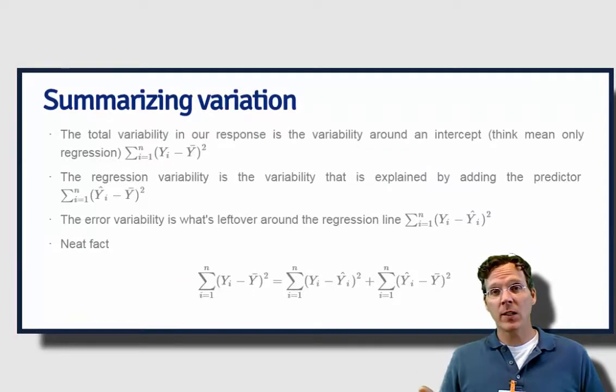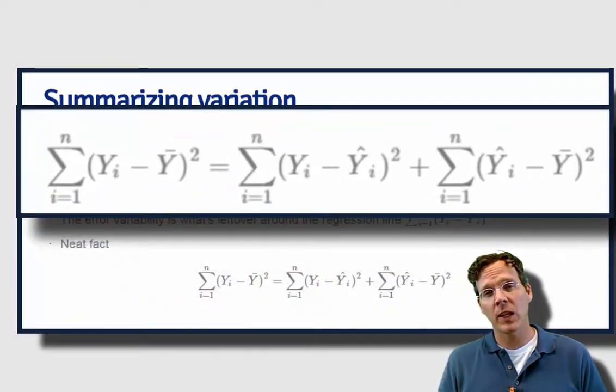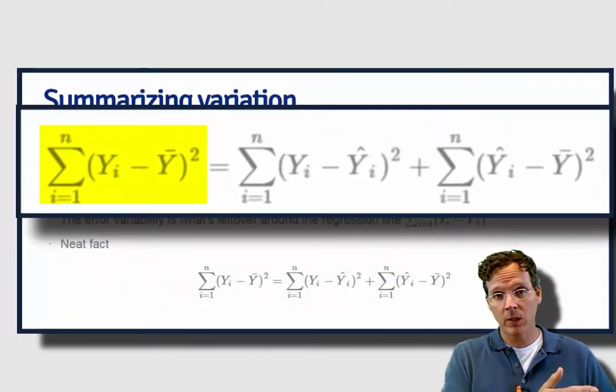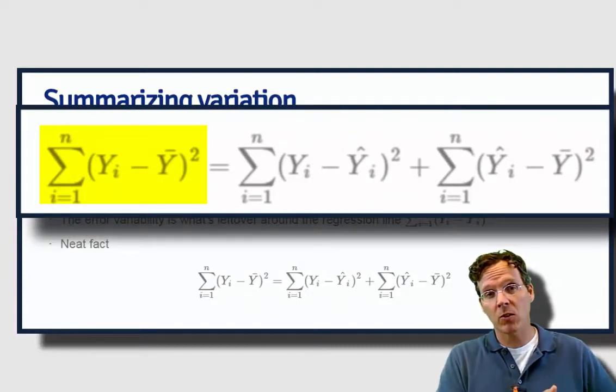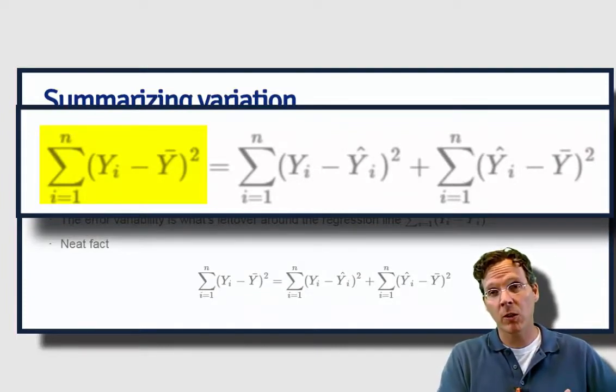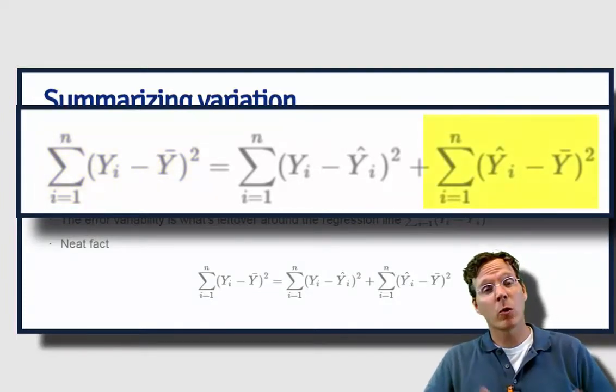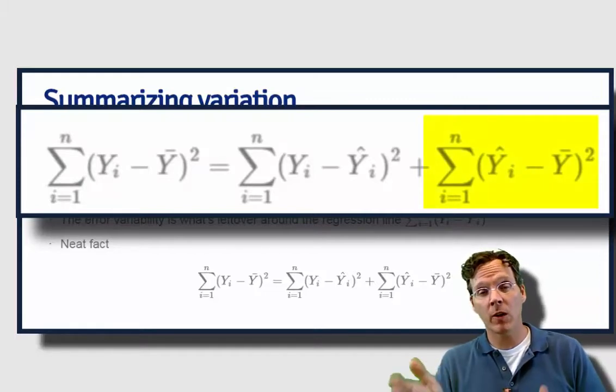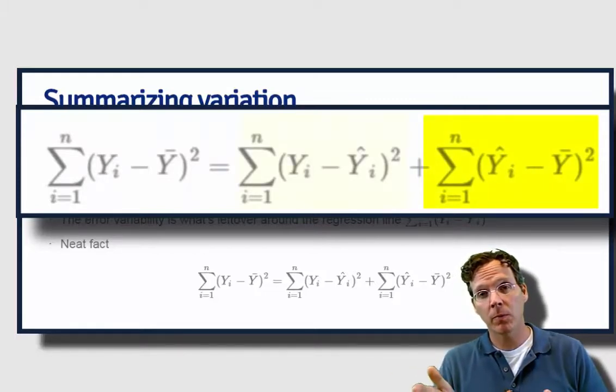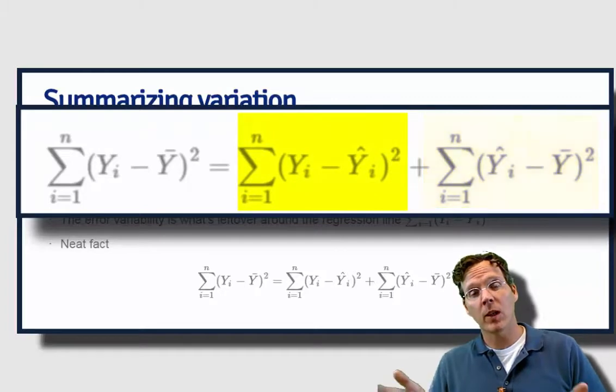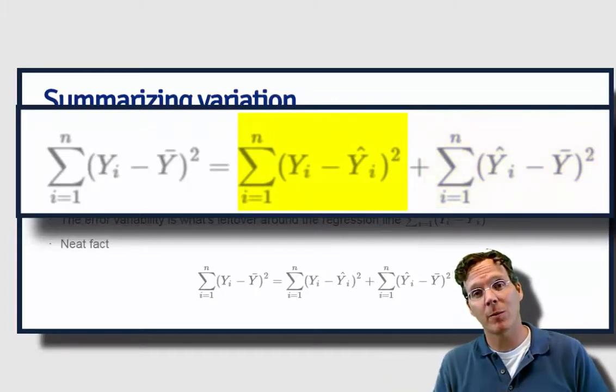And the interesting identity, and it kind of makes sense that this would be the case, is that this total variability, the variability in diamond prices disregarding everything except for where they're centered at, is equal to the regression variability, that is the variability explained by the model, plus the residual variability, the variability left over not explained by the model.